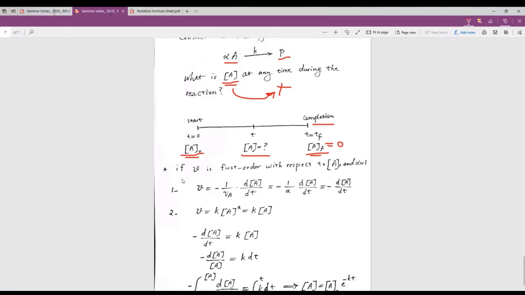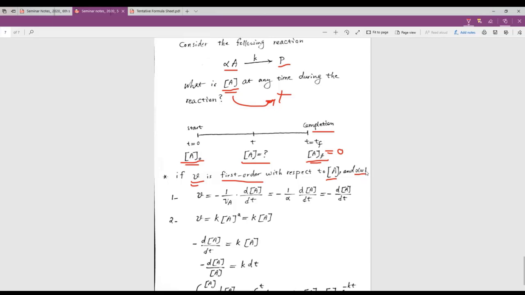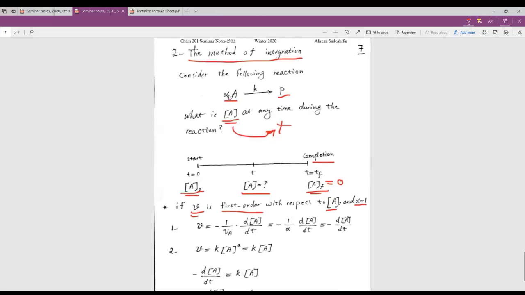So I'm explaining the method of integration. Let's assume that the general rate is first order with respect to the concentration of A, and let's assume that alpha is 1. What is alpha here again? Alpha here is the stoichiometric coefficient. So I'm just assuming one specific case.